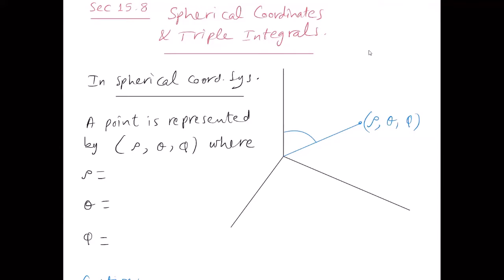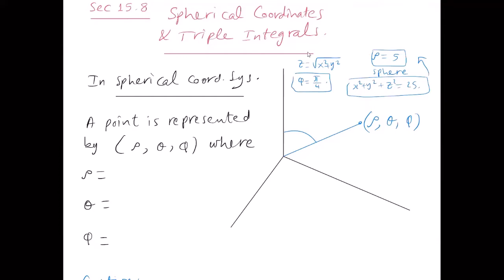For example, rho equals 5. This is a simple equation. This is a sphere. Instead of writing x squared plus y squared plus z squared equals 25, this will be the representation in spherical coordinate system. Instead of z equals root x squared plus y squared, which is the upper half cone, it will be phi equals pi over 4. Phi is a new angle. Very simple equation.